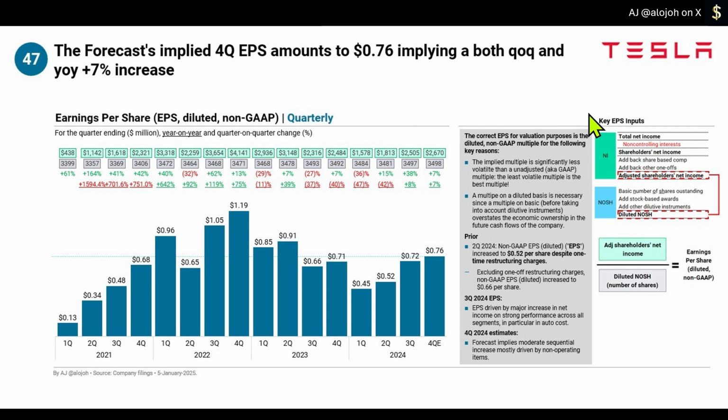So when you look over here, how do you calculate EPS? It's very simple. You take the adjusted shareholders net income that we discussed earlier and you divide it by the diluted number of shares outstanding. This is often abbreviated as NOSH.